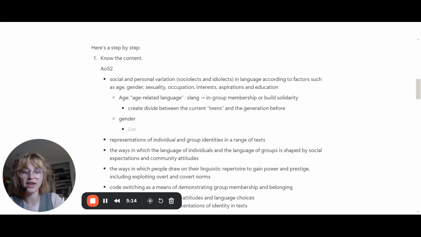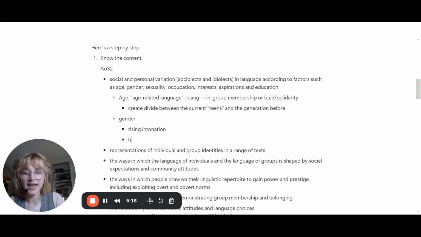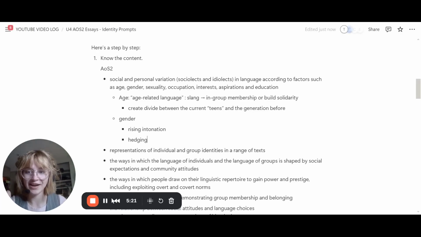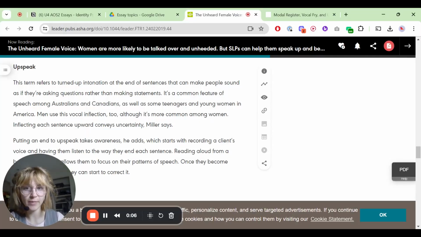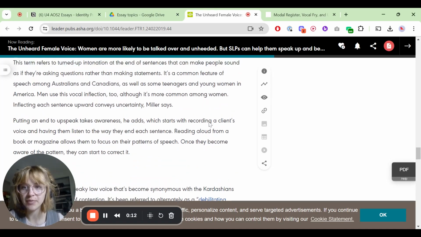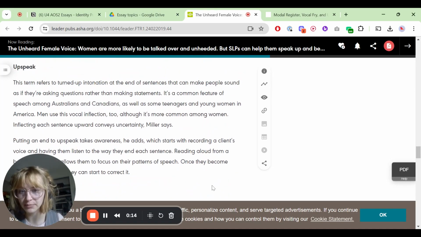So please do have a look at rising intonation and hedging. In fact, I'll go find a paper right now. So here are a few things worth reading about. So here in the unheard female voice, women are more likely to be talked over and unheeded. It's a great article worth reading. But they've got a small section on upspeak.